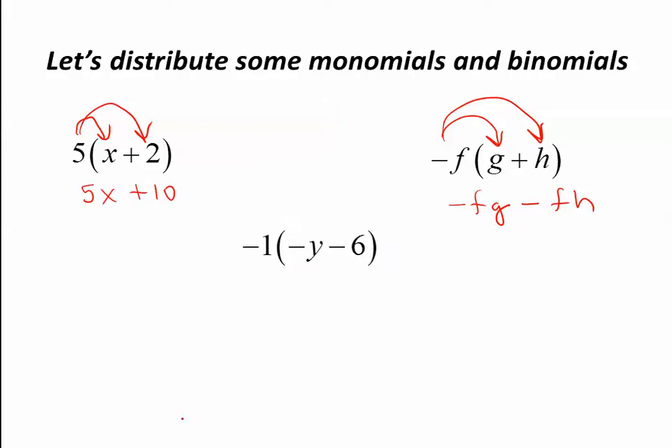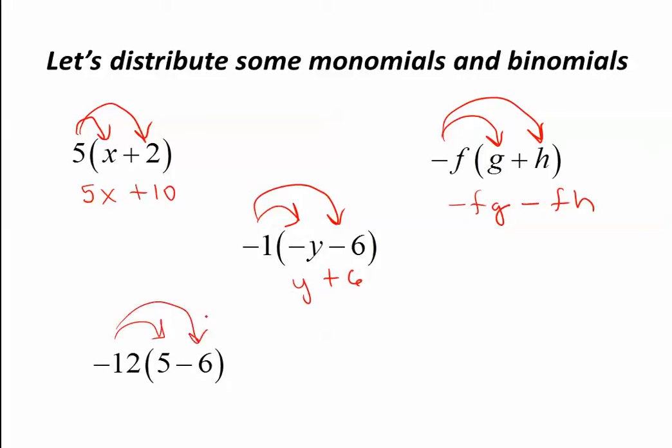Okay, let's try negative 1 times negative y and negative 1 times negative 6. I end up with y plus 6. Okay, negative 12 times 5 and negative 12 times negative 6. Well, this one ends up being negative 60 plus 72. And my final result is 12. Another way that I could do this one is to go ahead and subtract 5 minus 6, negative 1, if I didn't want to use the distributive property. And negative 12 times negative 1 is a positive 12. So we end up with the same thing when we have numbers.